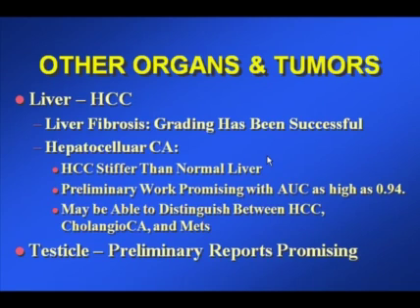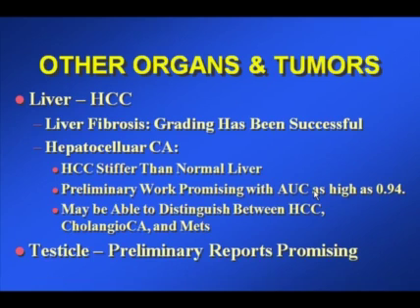Some other organs that can be evaluated include the liver, looking at hepatocellular carcinoma and evaluating for degree of liver fibrosis. For evaluation of liver fibrosis, grading has been relatively successful using elastography and elasticity imaging methods. Most of these are produced by the non-imaging device called the Fibroscan. For hepatocellular carcinoma, most are stiffer than normal livers, and preliminary work has been promising with areas under the ROC curve as high as 0.94.